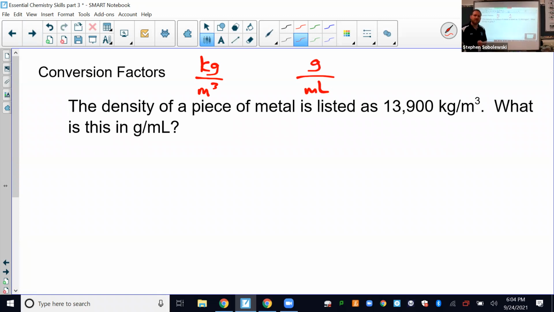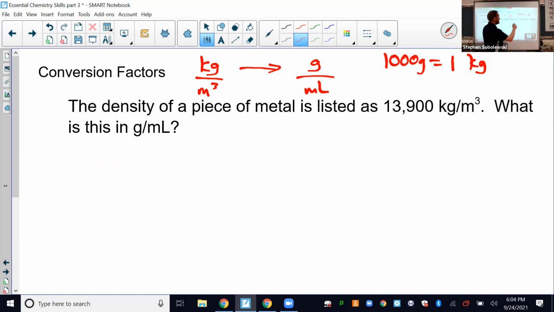Kilograms to grams, easy, right? Yeah, that's a one-step process. 1,000 grams equals 1 kilogram. Meters cubed is a volume unit. We're going into a different volume unit, milliliters. How many milliliters in a cubic meter? I don't know. But I could tell you how to get from meters cubed to centimeters cubed.